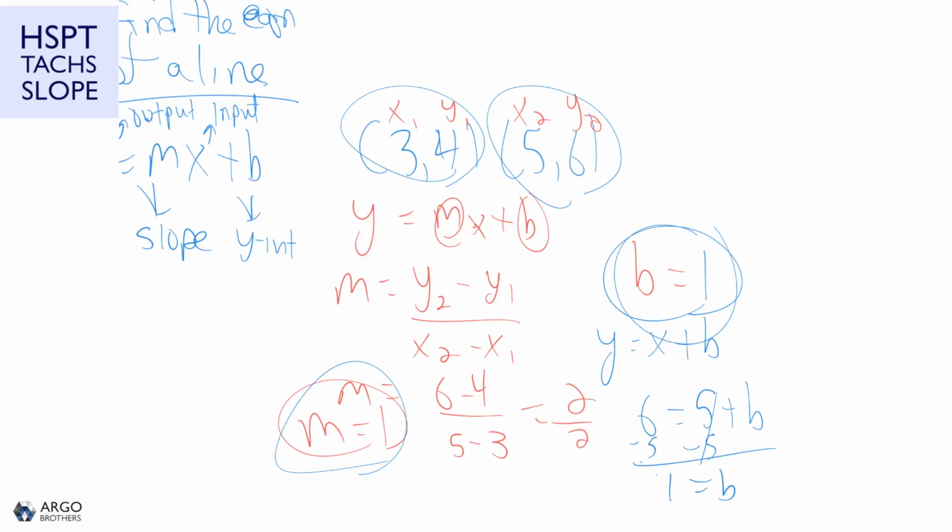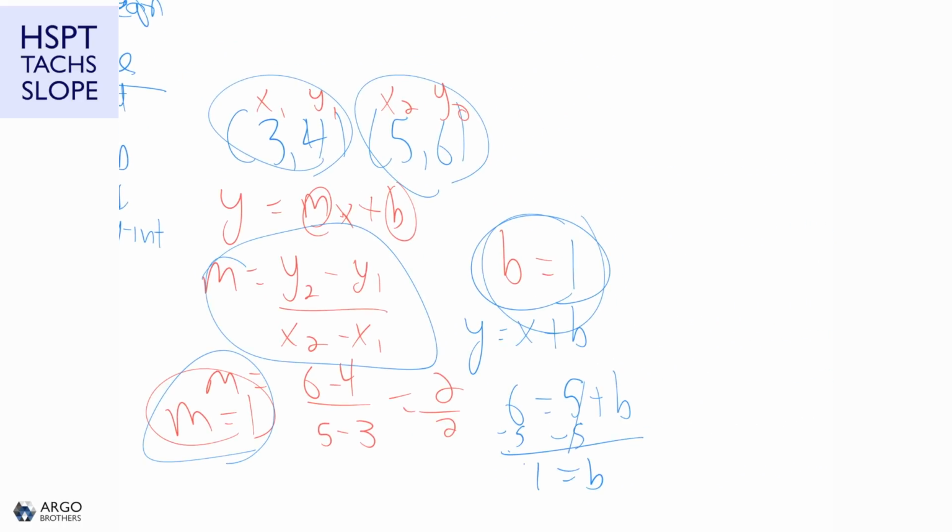So again, the rule is for m, use the equation you know, y2 minus y1 over x2 minus x1. For the y-intercept, pick a point that you know is on the line and put it into our equation once you've found the slope. And then you can solve for b very easily. So now that we have the slope and the y-intercept, we can say our equation is y equals 1x plus 1, or x plus 1. That is our equation. Y equals x plus 1.